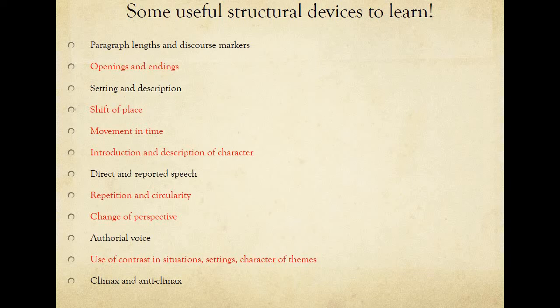Then, where do we get any shifts of place? Go back through the text. Where do you see a shift of place? Identify it, highlight it, annotate it. Do we get any movements in time? I.e., do we have a flashback? Do we have a flash forward?